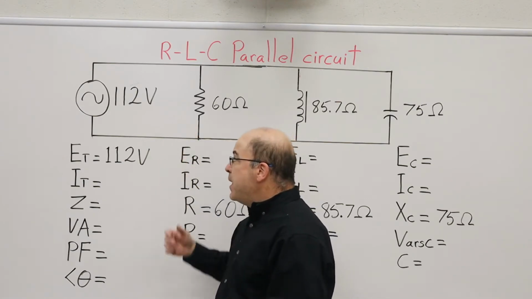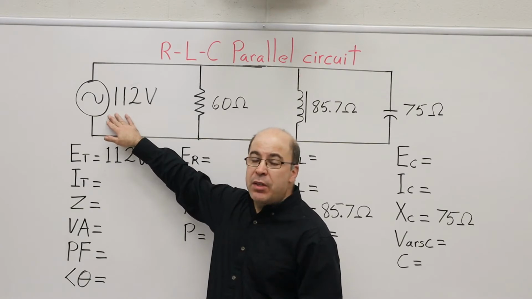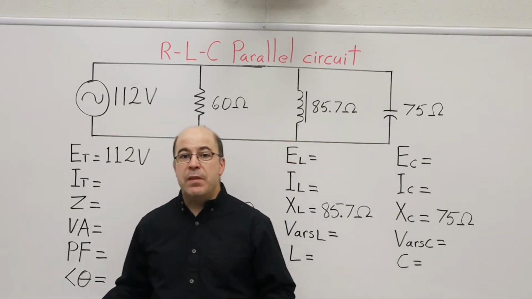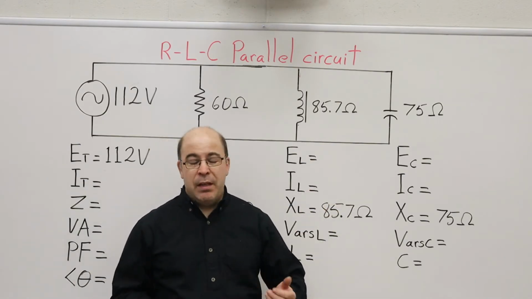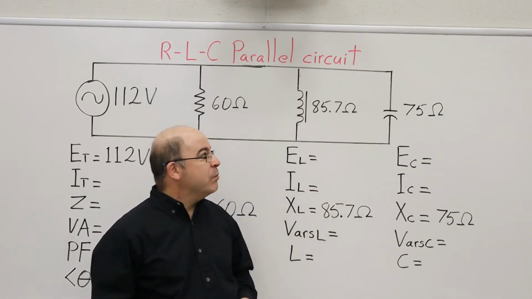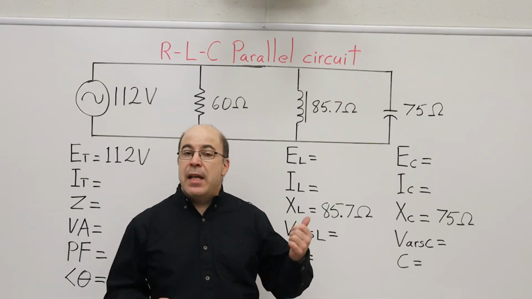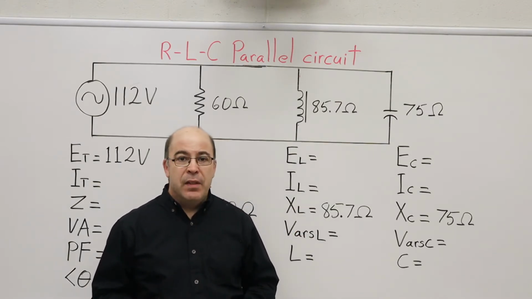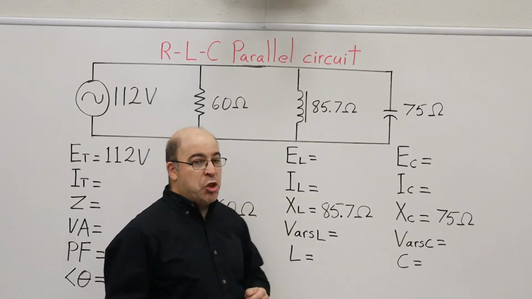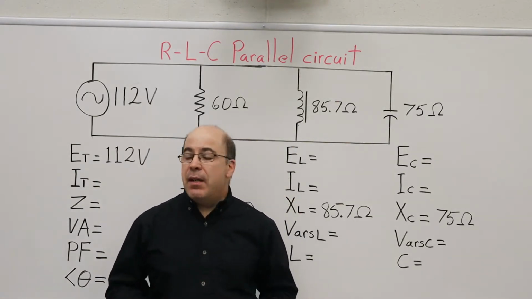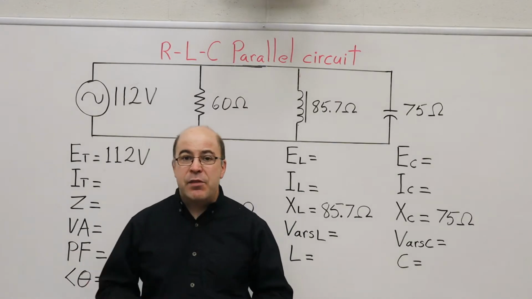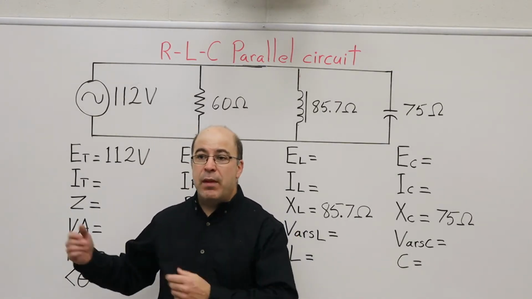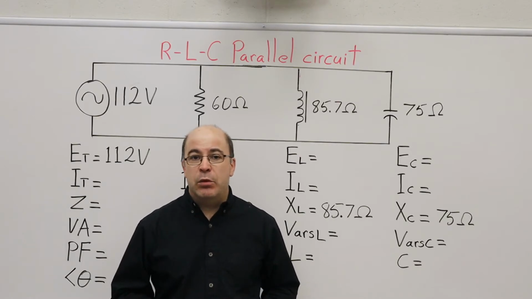Now, what we see here is that we have a given voltage of 112 volts, a resistive value of 60 ohms, an inductive value of 85.7 ohms, and finally, a value of capacitive reactance, 75 ohms. These values were chosen very specifically because I have access to a Lab-Volt workstation, and these values correspond with what I can get out of the Lab-Volt equipment.